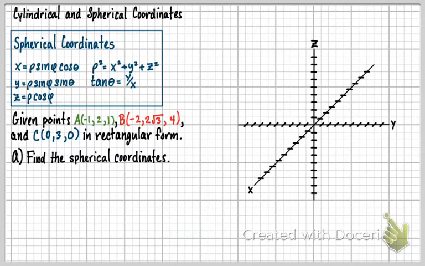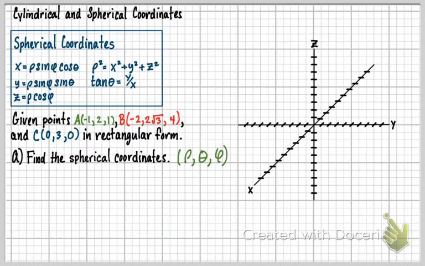Now let's talk about spherical coordinates. Given points A, B, and C here in rectangular form, we need to find spherical coordinates. So first off, we have to know what that means. That means we're going to find rho, theta, phi.